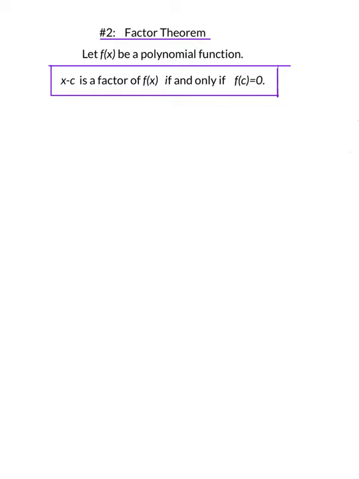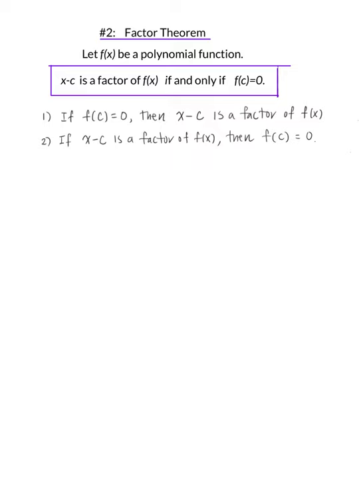Now, from the remainder theorem, if f of x was a polynomial, then f of c was the remainder, isn't it? But look at it. This is telling you that if x minus c is a factor of f, then the remainder, f of c, must be 0. So this statement does make sense. Now, let me try to explain this if and only if statement. The whole factor theorem actually consists of two separate statements. The first one would be, if f of c equals 0, then x minus c is a factor of f of x. And the second one would be, if x minus c is a factor of f of x, then f of c must be 0.